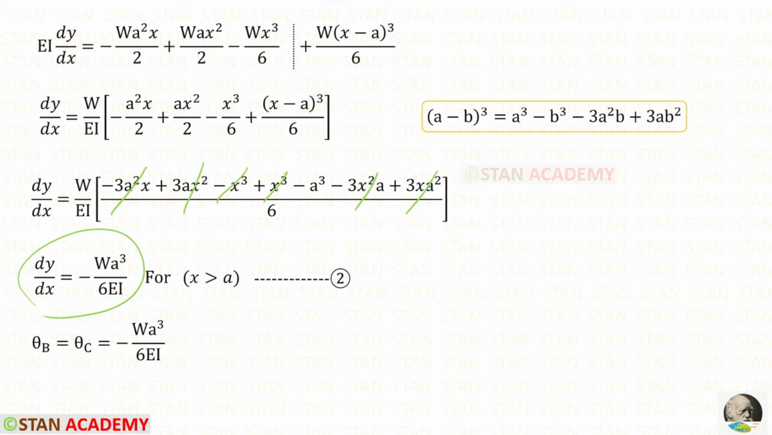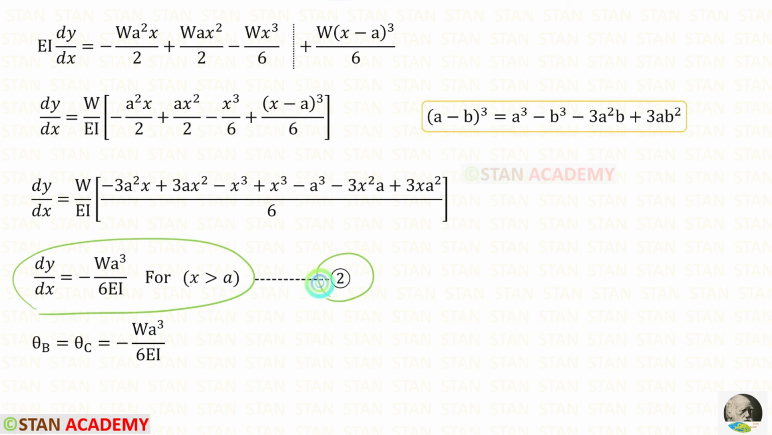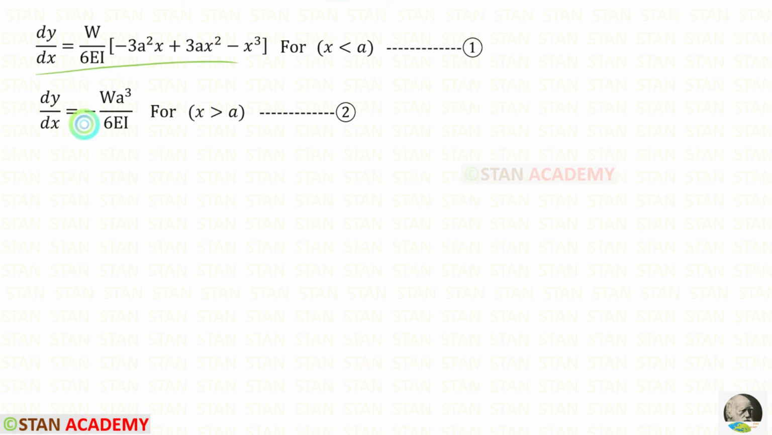Here you can see that there is no x value. That means from the point B to the point C, the slope will be constant. So in the points B and C, the slope will be same, which is minus Wa cube upon 6EI. Let us keep this as the equation number 2. So using these two equations, we can find the slope at any point of the beam.